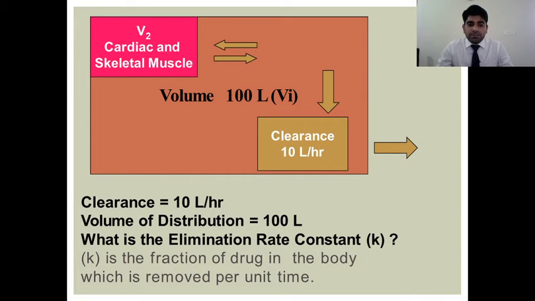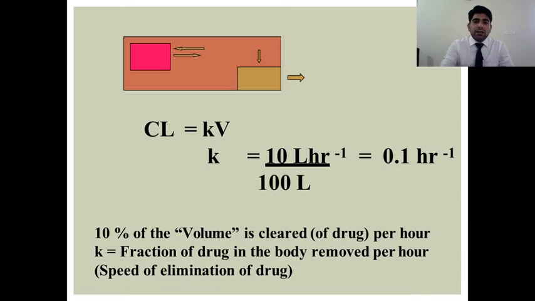Now let's differentiate between clearance and K. Basically, K, let me explain it here. K is basically the speed of elimination of the drug. K is the rate, meaning the speed at which the drug is eliminated. So here we are related with the drug amount and the speed of the drug which gets eliminated.